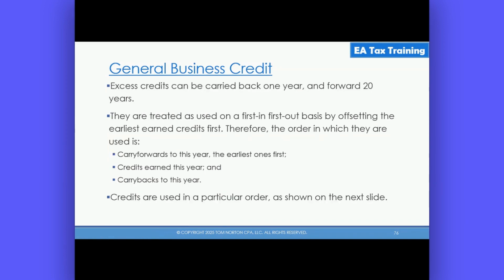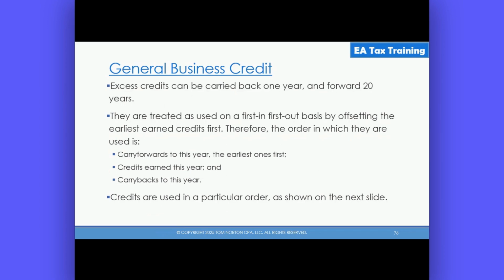Any excess credits, again, not refundable, can be carried back 1 year and forward 20 years. They are treated as used on a first in, first out, or FIFO basis by offsetting the earliest earned credits first. Therefore, the order in which they are used is carry forwards to this year, the earliest ones first, then credits earned this year, and then carry backs to this year from a future year.